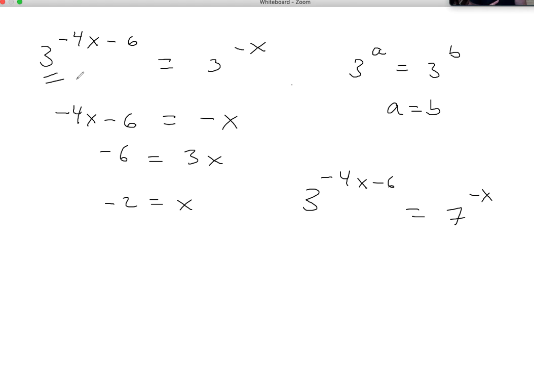But for these ones where you have a common base, or if you could write it as a common base, so let's say we had 2 to the x plus 3 equals 8, I could rewrite 8 as 2 cubed, and now I could set those equal to each other and solve for the x in that. So if you can get a common base, it's great, it works really easy. If you can't, then this is where we're going to need logarithms later in this section.